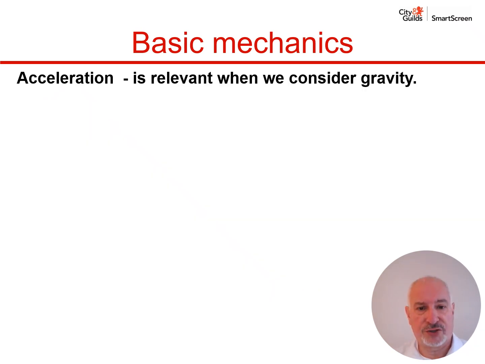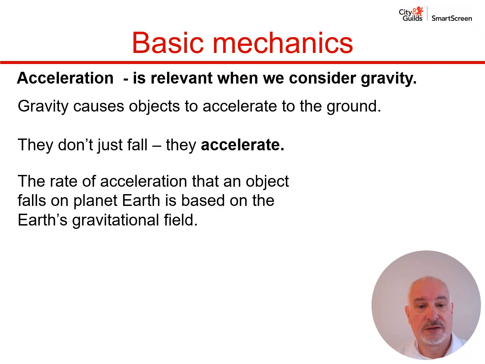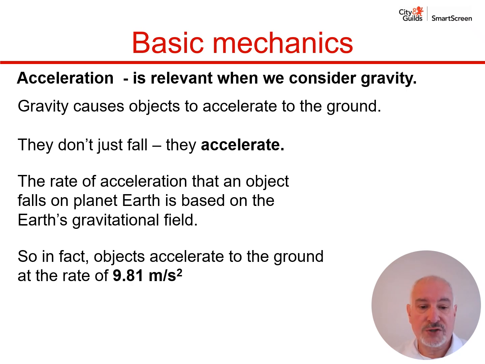Now, acceleration is relevant when we consider gravity. See, gravity causes objects to accelerate to the ground. They don't just fall. If you drop an apple, the apple will accelerate as it's heading towards the ground. It's getting faster and faster. The rate of acceleration that an object falls on planet Earth is based on the Earth's gravitational field. So because of this, objects accelerate to the ground at a rate of 9.81 meters per second squared.